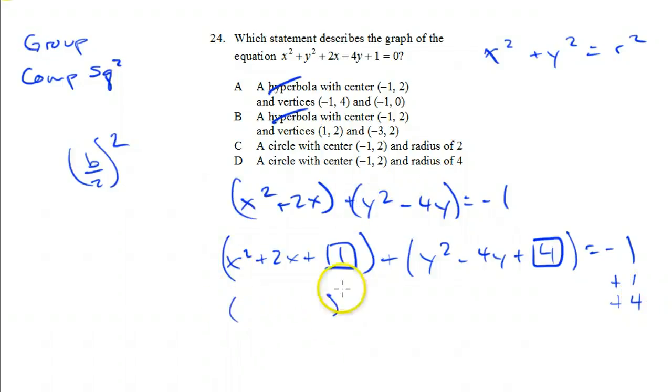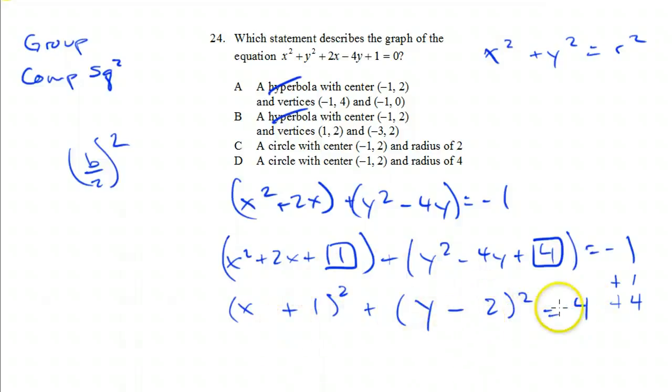These factor to something squared. Square root of this is x, square root of that is 1. It's a plus sign in between. Square root of this is y, square root of this is 2, and it's a minus sign in between. And here, 4 plus 1 minus 1 is 4. And here we go, it's in standard form.